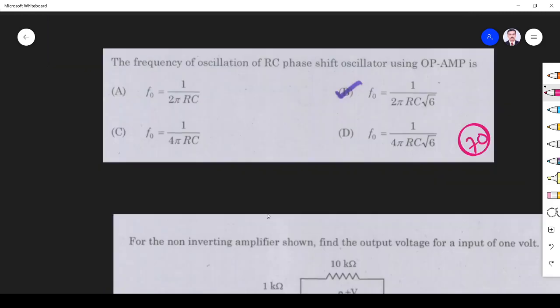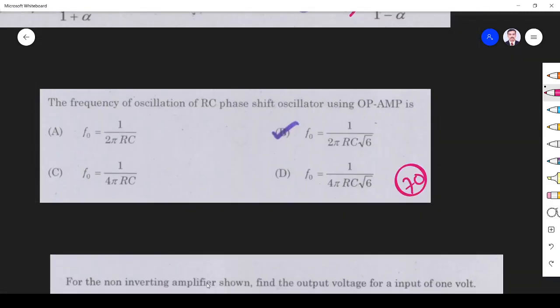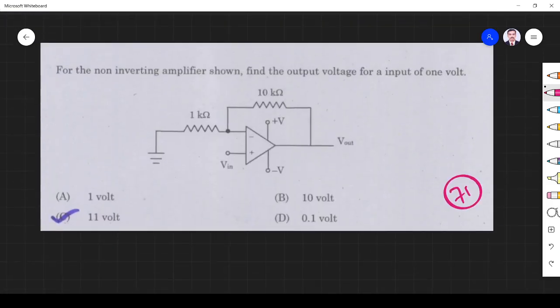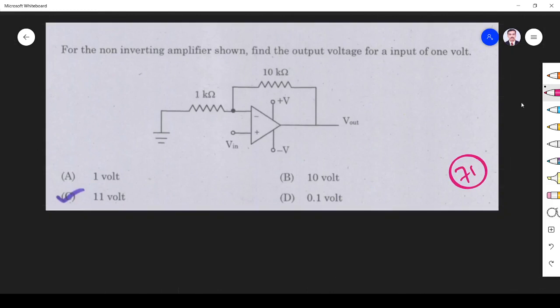Next question. The frequency of oscillation of an RC phase shift oscillator is, this question also they are asking regularly, 1 by 2 pi RC root 6. Option B.